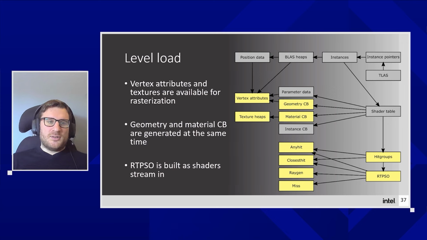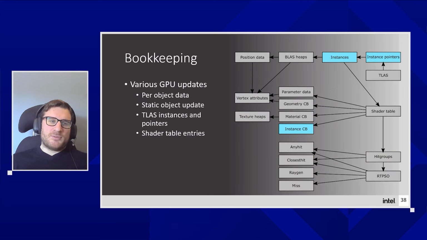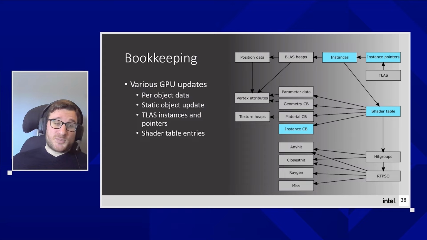All right, now per frame, the first step we do is some sort of bookkeeping. The idea is that we have these instance buffers that are the per-object data, and we update them in a sparse way depending on which objects have been moved. So we update this instance constant buffer and then the instances at the top, which we need to build the top level acceleration structure. And we update the shader table as well. We use a compute shader with sparse copy that just updates what we need.